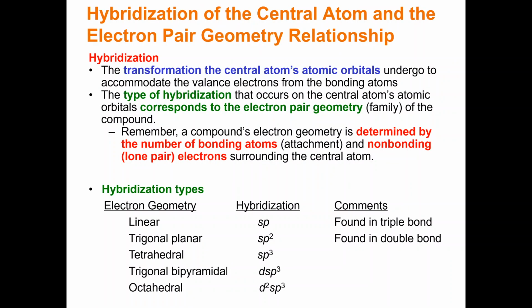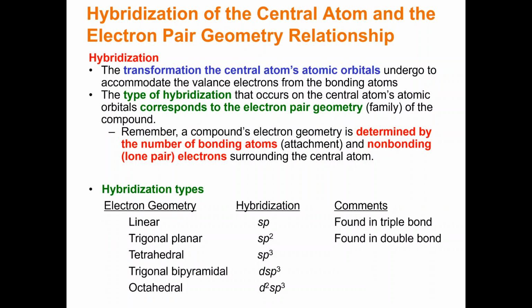Okay, so this is what we mean when we start talking about hybridization. It's the transformation of the central atom's atomic orbitals, and they undergo this transformation to accommodate the valence electrons from the bonding atoms. And the type of hybridization that occurs on the central atom's atomic orbitals corresponds to the electron pair geometry. So in other words, exactly what shape are they? And remember that the electron geometry is determined by the number of bonding atoms and the non-bonding electrons.